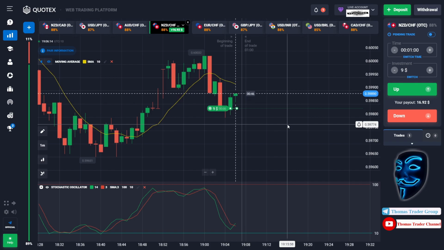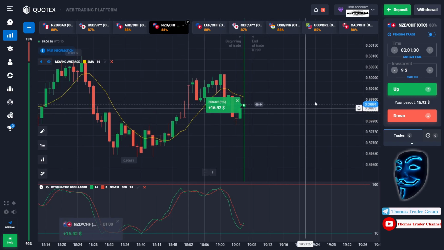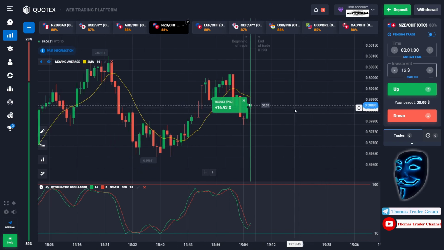We made a right prediction over here. We made a profit of $16. Let's change our investment into $16 and let's find the other market.